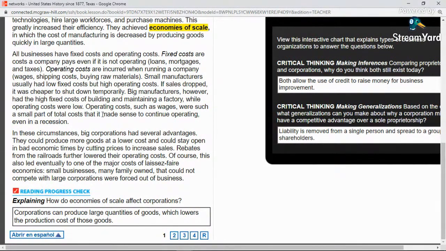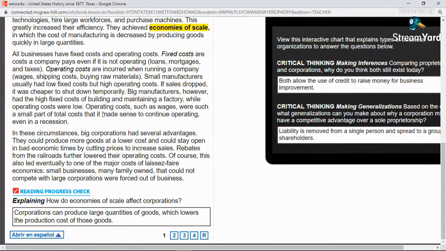Okay, but because they can have so many people working, they have so many more resources, it's cheaper to operate. Does that make sense? It's cheaper to operate, so they can keep their operating costs low. And even the wages, okay, are operating costs. So if the sales are low, a big company can stay open, okay, because their operating costs are low.